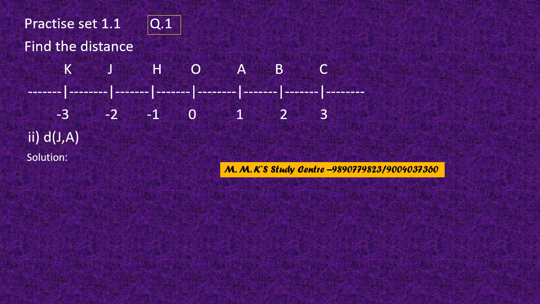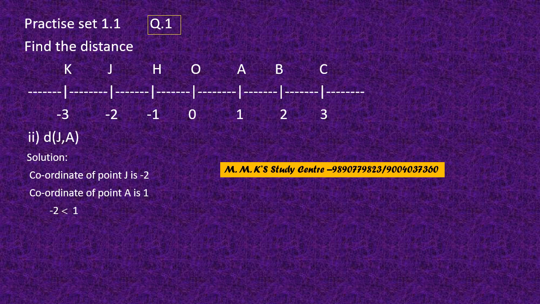I have taken the second question from the textbook. So here I have mentioned second. We have to find out the distance between J and A. J and A both are present in this number line. We have to find out the distance between both the points. So solution. We'll write coordinate of point J. The number which is present below the J is -2. So the coordinate of point J is -2. Similarly, coordinate of point A is 1.